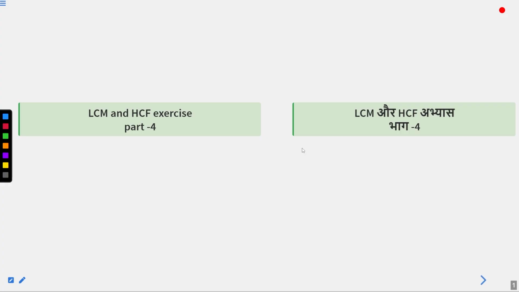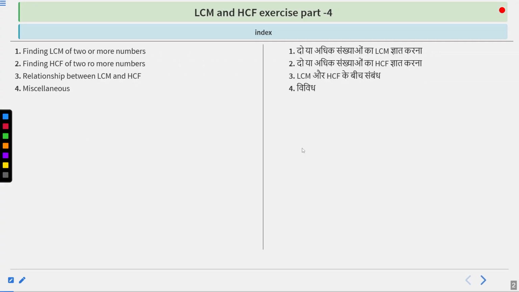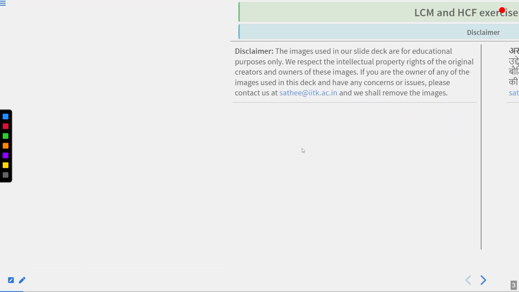Hello everyone, welcome to LCM and HCF exercise part 4. In this exercise, we are going to do questions based on how to find the LCM of two or more numbers, how to find the HCF of two numbers, the relationship between HCF and LCM, and some miscellaneous questions.